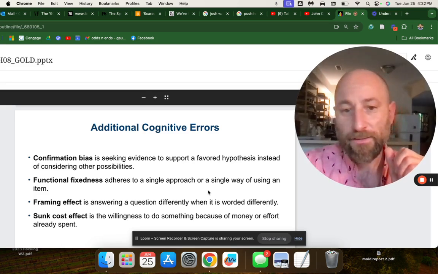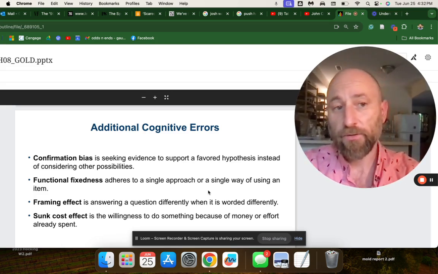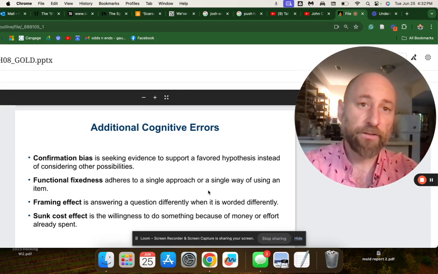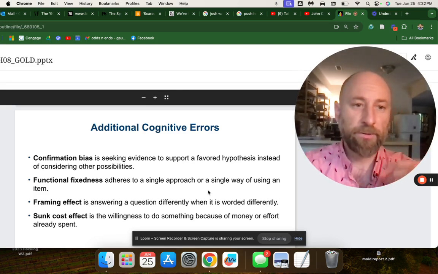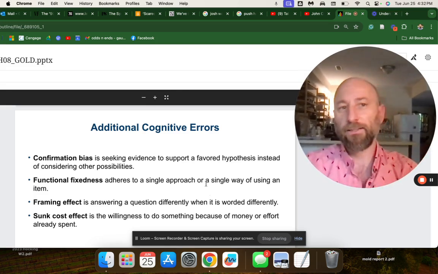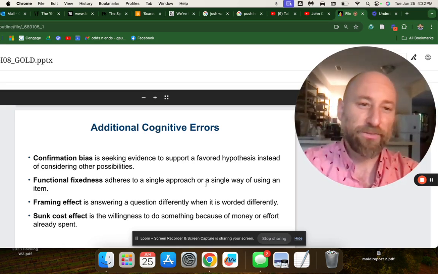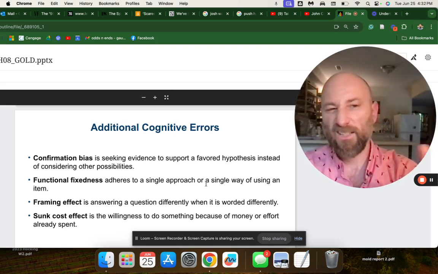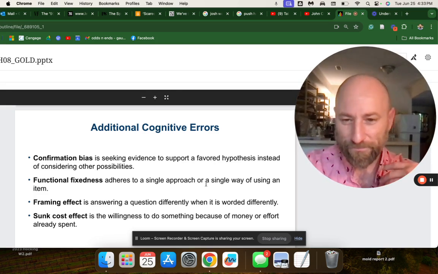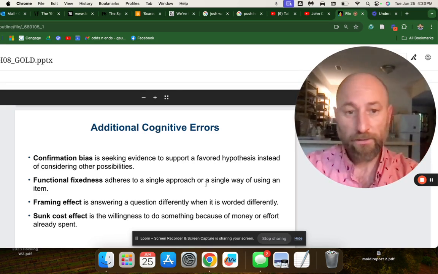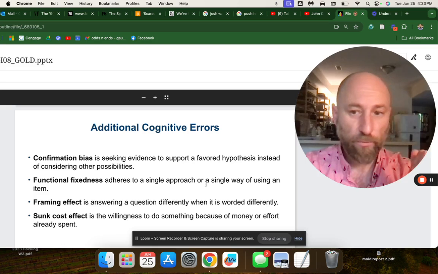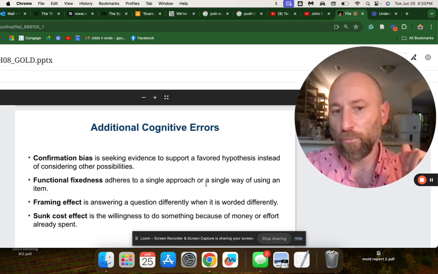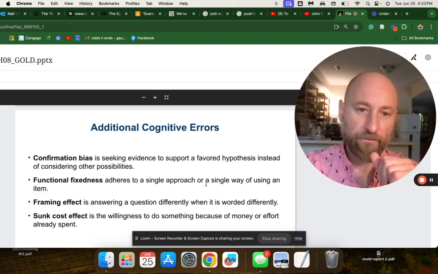Framing effect is answering a question when it is worded differently. So if you have ground beef and you say 90% lean, people are like, ooh, great, 90% lean. I love that. Give me some of that. If you say 10% fat, people are like, that sounds kind of gross. I don't want that. And so people are much more likely to make one decision or the other just based on how it's worded.